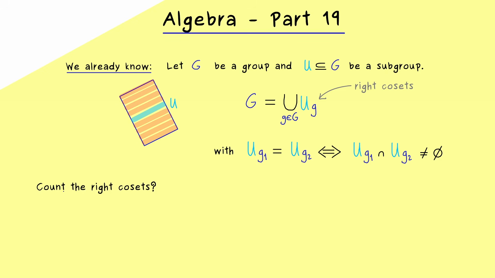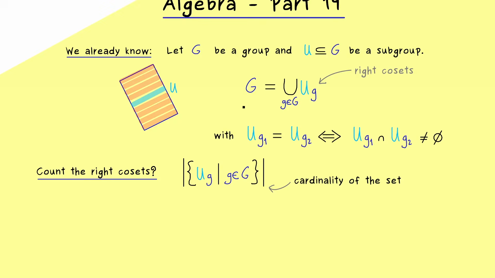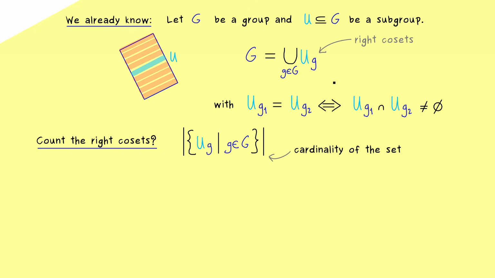In other words, this one is just about the cardinality of a set of subsets. So we just consider the collection of all possible right cosets of U. Of course, if we deal with a finite group, this is definitely also a finite set. And then we just want the number of elements in this set, in other words, the cardinality. Hence, if we know this cardinality, we can write G as a disjoint union of right cosets.